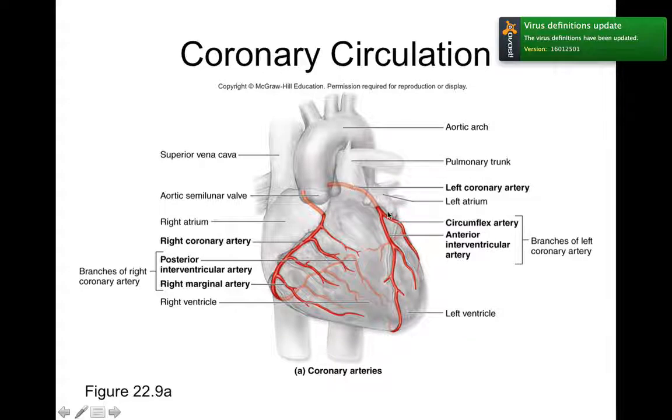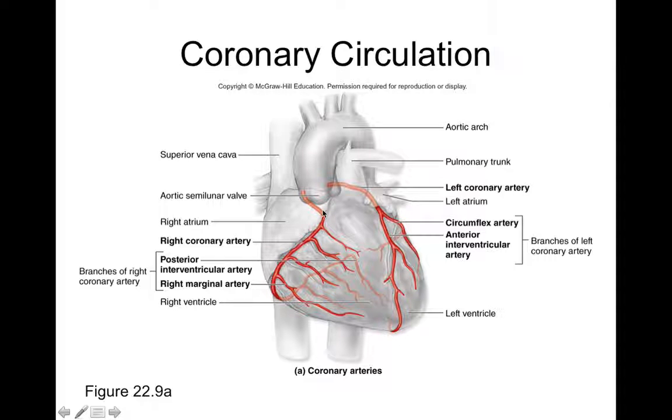If you look at this, you can see that it supplies a majority of the left side of the heart with blood. So if someone had a blockage in the left coronary artery, you can imagine then that left heart structures would be affected. Okay. Left anterior descending, or the anterior interventricular artery.